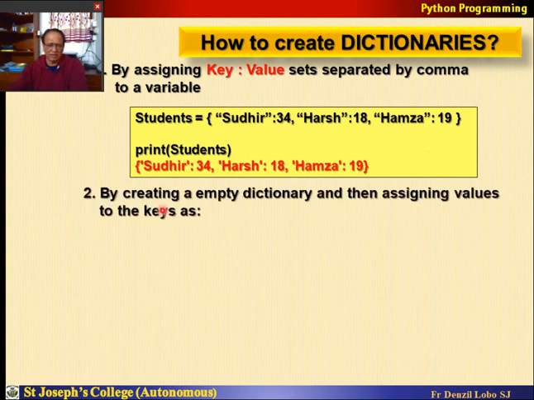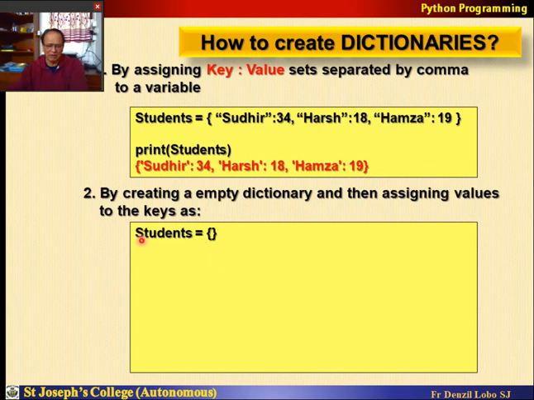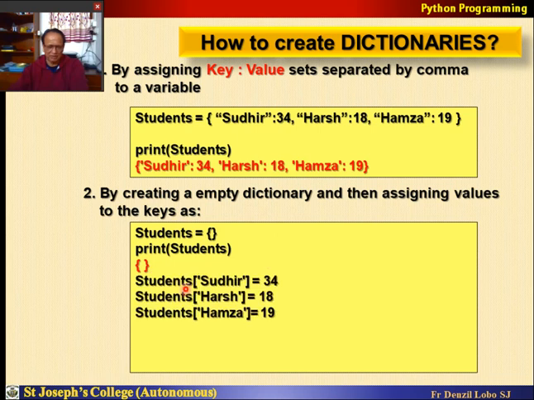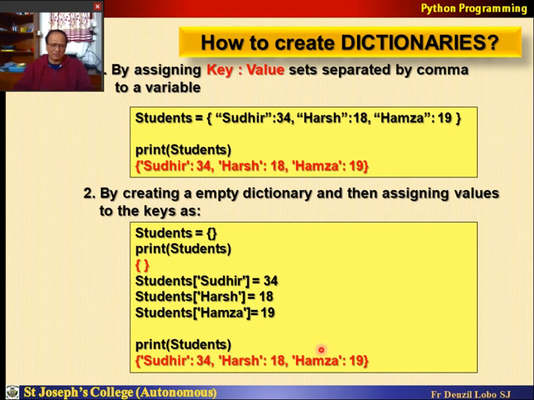Secondly, by creating an empty dictionary, as I showed you just now, and then assigning values to the keys. For example, here we created students, an empty dictionary. You can also say dict within brackets, and then print students. Then it prints no students at the moment. Then you say students, Sudhir 34, Harsh 18, Hamza 19, and you print students. As you see, it prints the content of this dictionary called students. So these are two ways of creating a dictionary.